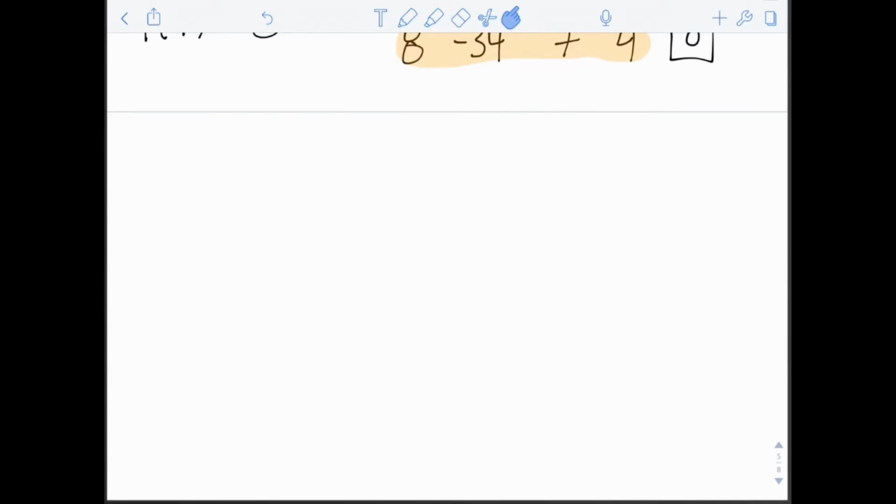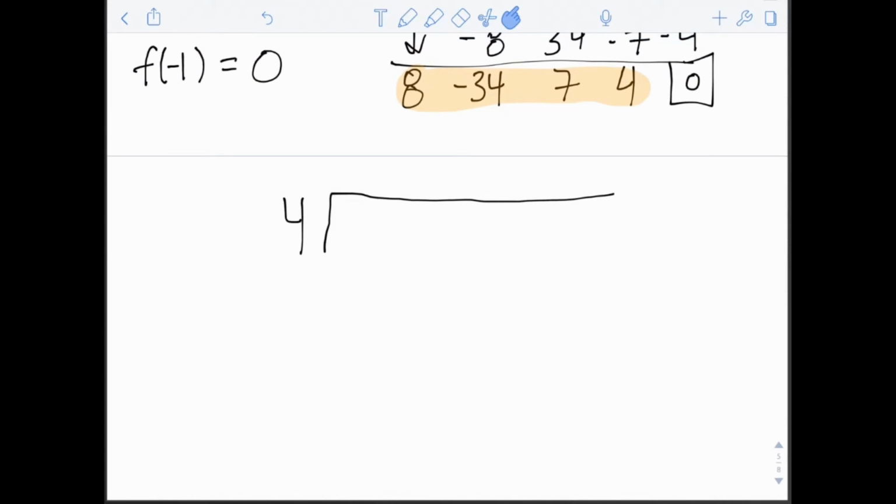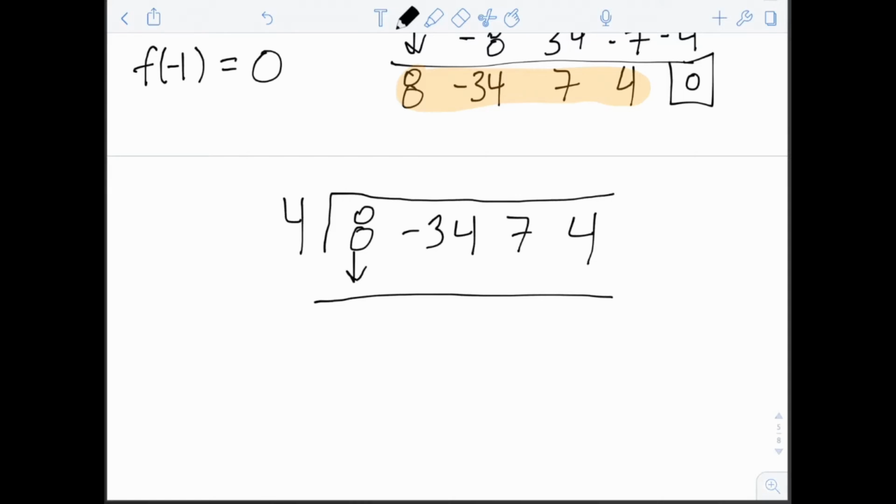So let's try the positive 4. Trying the positive 4, we will have a 4 on the outside, and now we will use the 8, the negative 34, 7, and 4 as our new numbers. So this will give us a positive 8, negative 34, 7, and then a 4. Bring your first term down. That'll give us an 8, and then continue the process of multiplying and adding. So this will be a 32, which gives us a negative 2. And then negative 2 times 4 gets us negative 8, and then we will have a negative 1, and then finally a negative 4. So again, this will get us a remainder of 0.